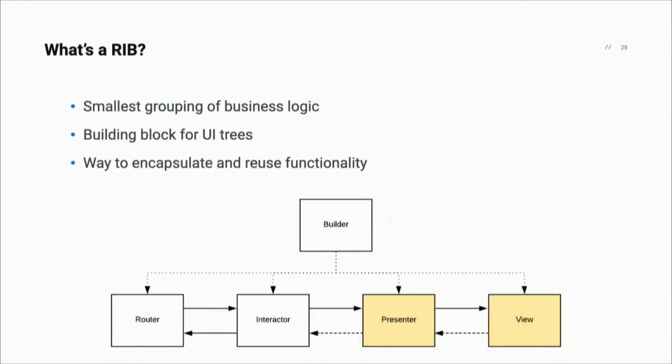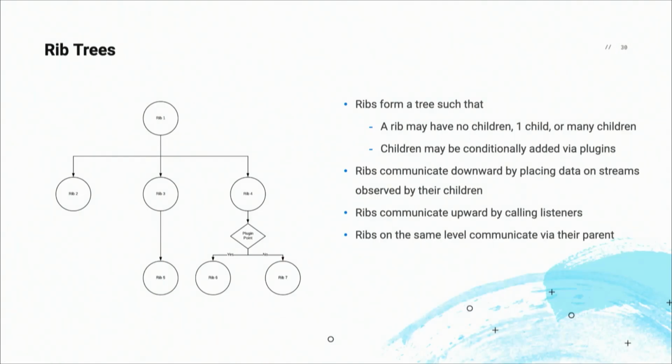So ribs, the smallest building block, this is our base business logic. You've got a router, an interactor, and a builder, hence rib, and an optional presenter and view for the ones that have UI. And so it encapsulates your functionality, and when you put them together, it forms a tree that mimics your view structure. So a rib can have no children, it can have one child or many children, just like a module can have one child, no children, no dependencies.